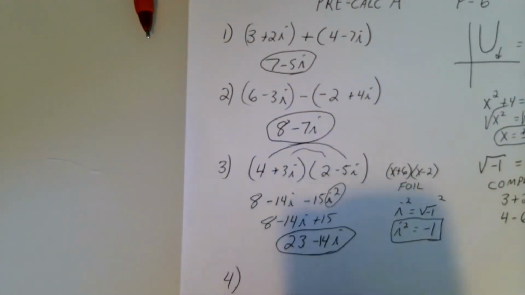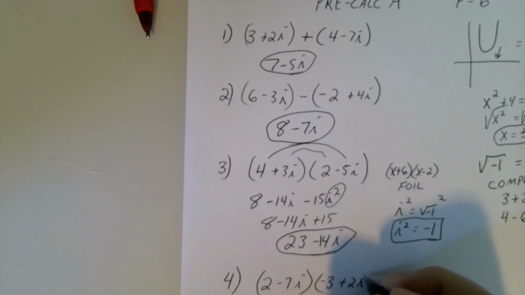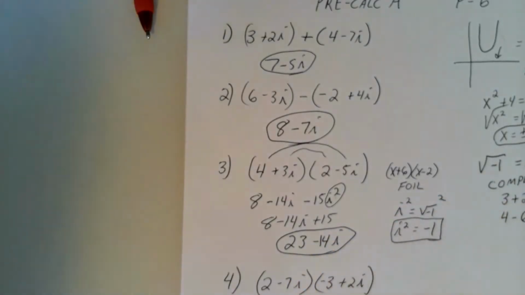Okay, so go ahead and try this one on your own. 2 minus 7i and negative 3 plus 2i. So pause the video. Try that one.